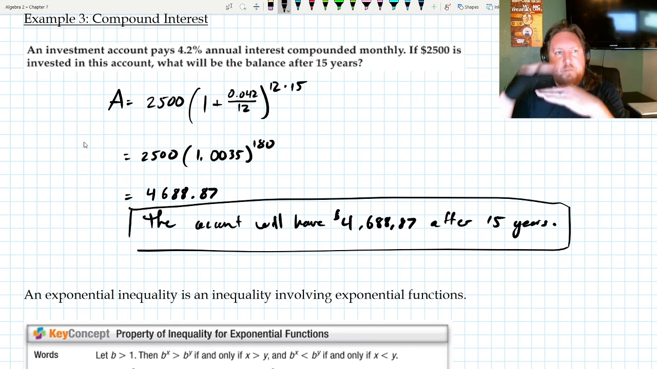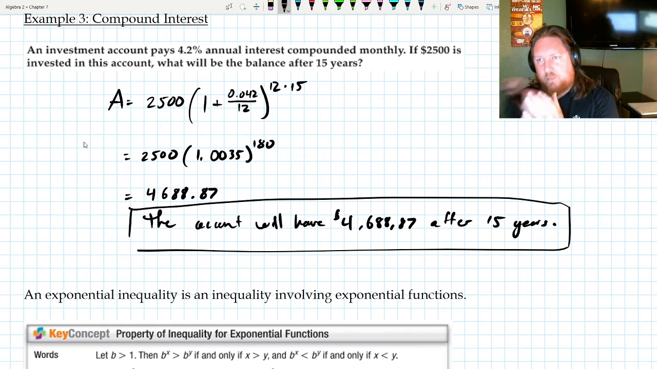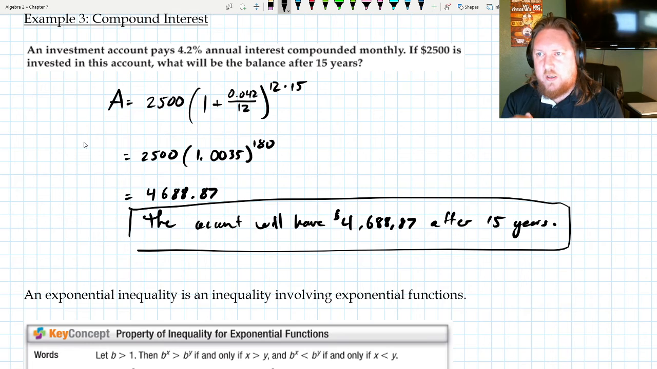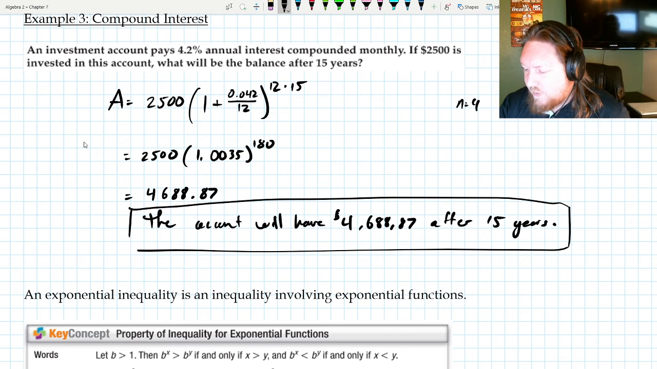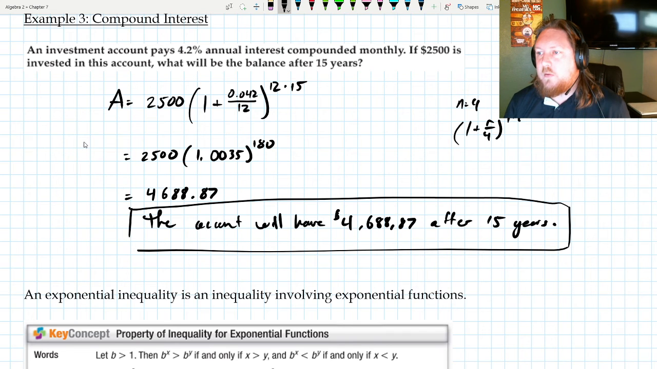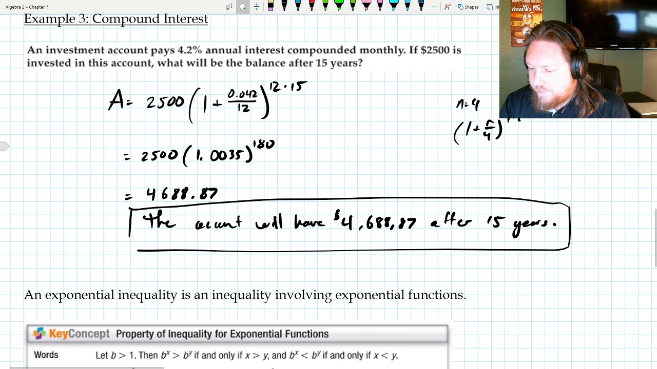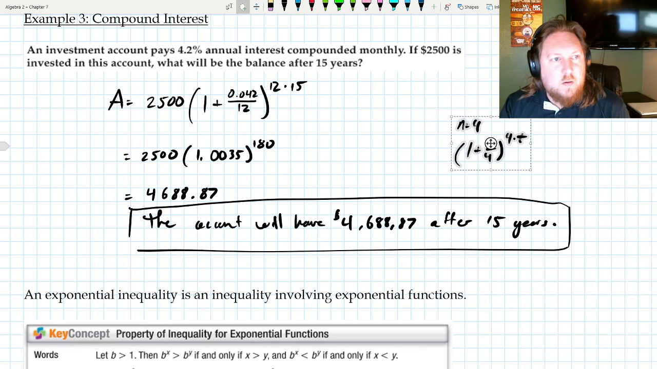You just have to figure out the new rate based on it being compounded every month, and then multiply the number of months each year by the number of years. Now, compounded monthly is a pretty easy one. They might say other things like compounded quarterly, which means it happens 4 times a year. So there, my n would equal 4 if it's compounded quarterly. So it would be 1 plus the rate over 4, times 4 times the number of years. Oh, that's kind of hidden by my video there. Let me move that down a little bit.